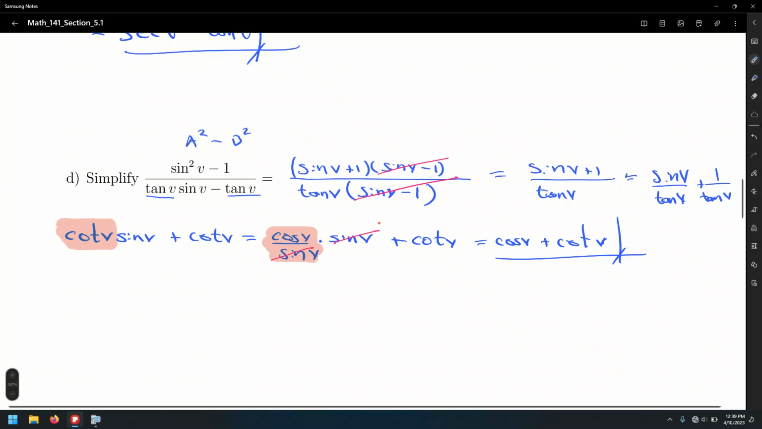I mean, I feel like if we write this cotangent as cosine over sine and then factor out the cosine, it's like going in circles, you know? Well, cosine v plus cosine over sine. That's another way. Factor out the cosine. That's 1 plus 1 over sine. And this is also cosine v, 1 plus cosecant v.